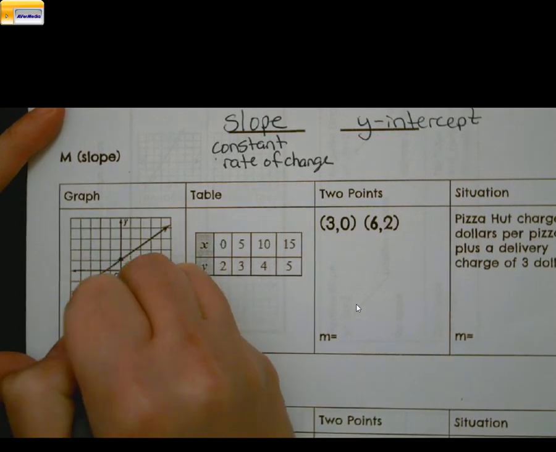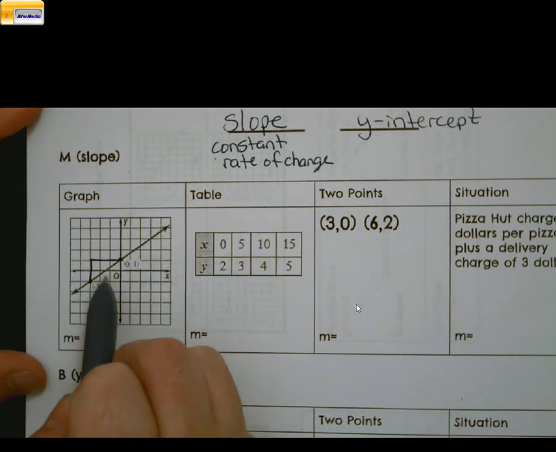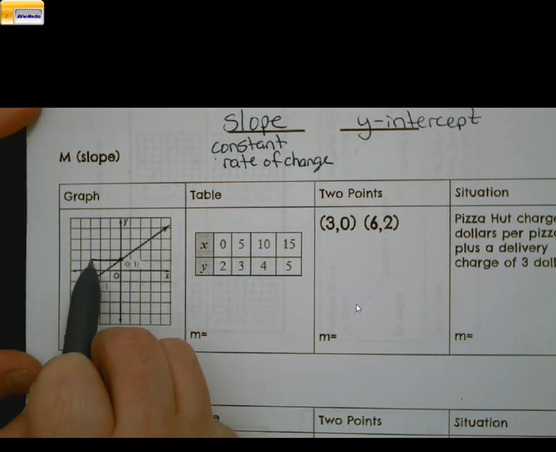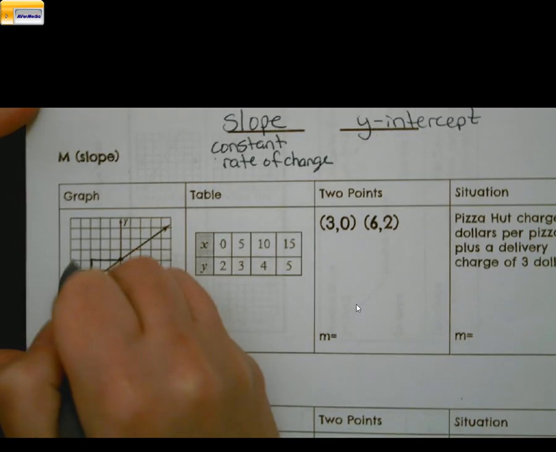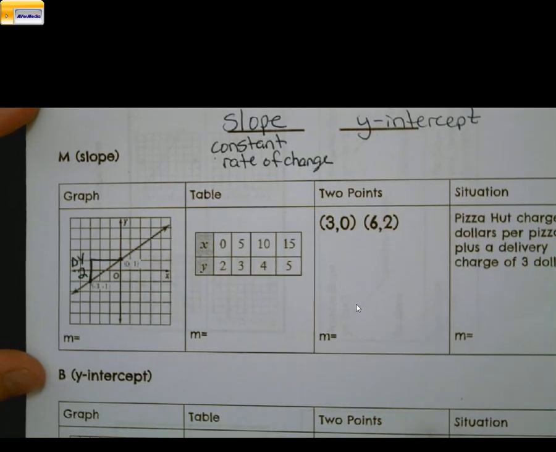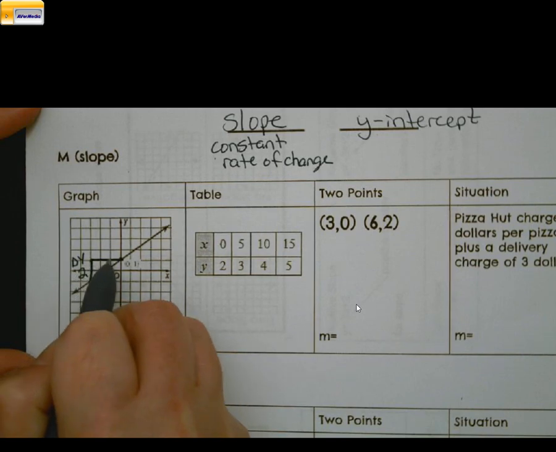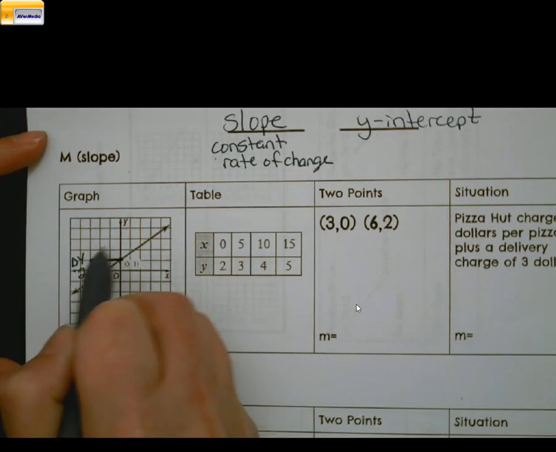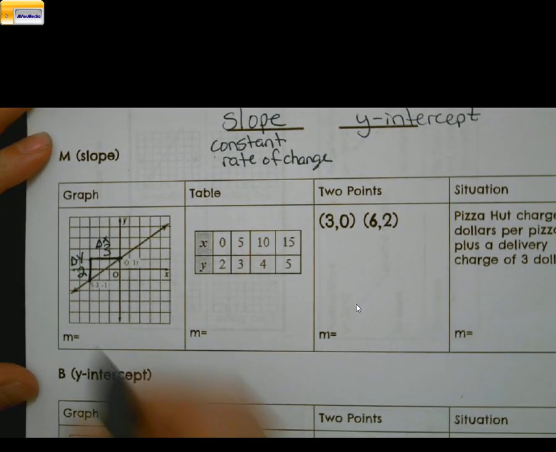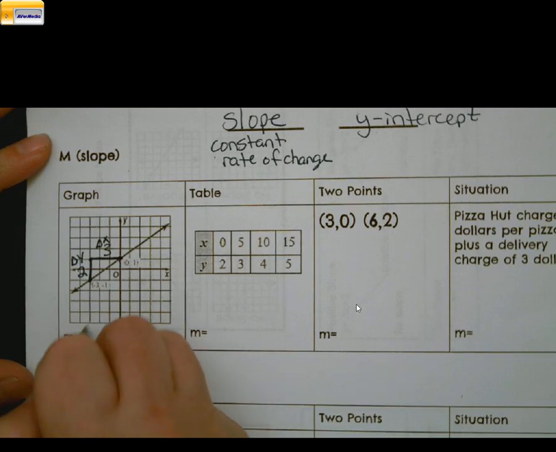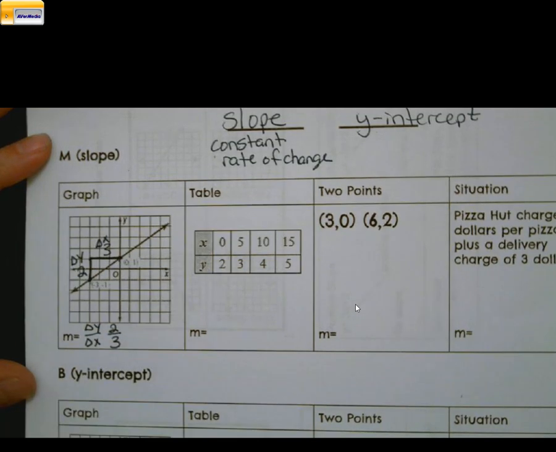So I have an ordered pair here. I'm going to connect it to the other ordered pair here. What is my change in y? How much did it go up? It looks like it went up 1, 2. So my change in y is 2. Now let's see my change in x. How far did it go over? 1, 2, 3. So between these 2 points, it went over 3. So my change in x is 3. For my slope, I always do change in y over change in x. So I have 2 over 3.